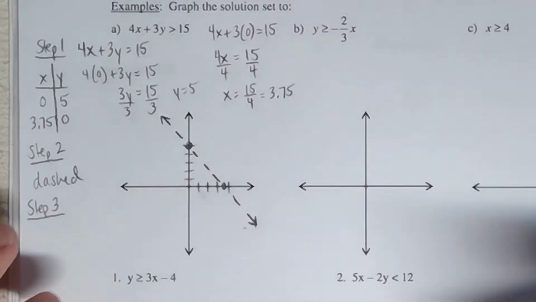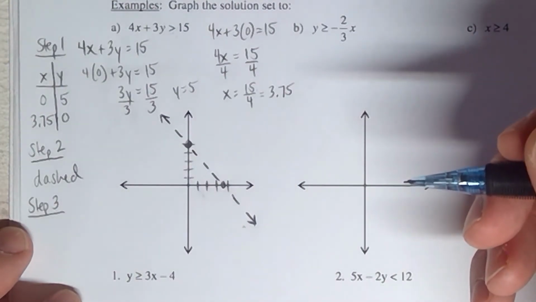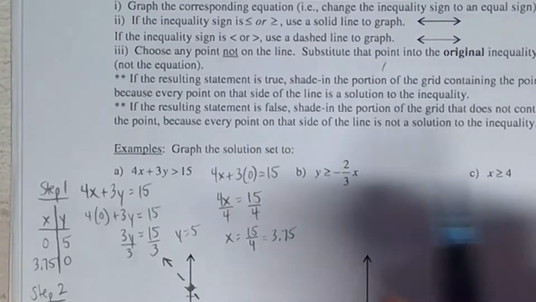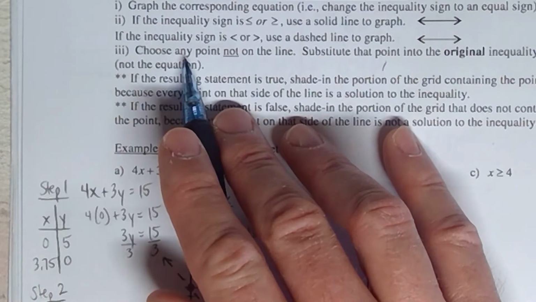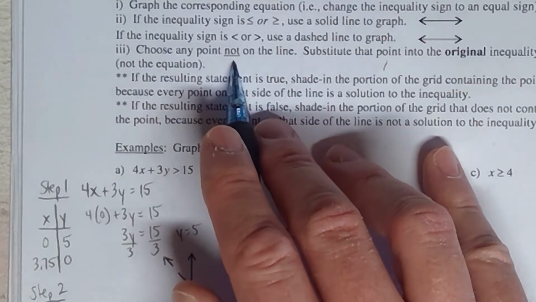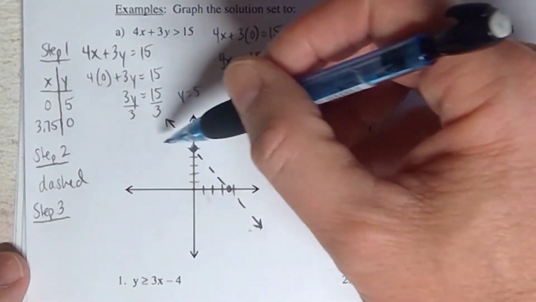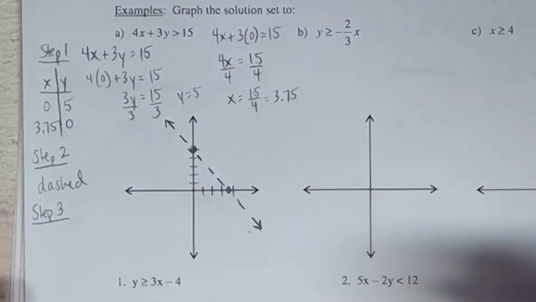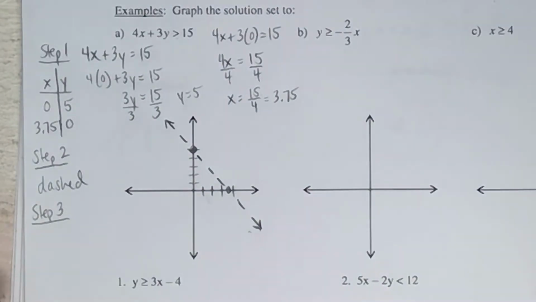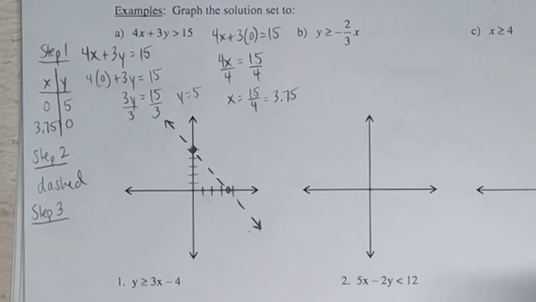So what you have to do is use a test point. You can pick any point that you want. See how it says right here, choose any point? They mean literally any point, as long as it's not on the line. You could pick any point above the line or any point below the line. You just have to pick one. Just make sure not to pick one of the points right on the line. That's going to be our test point.